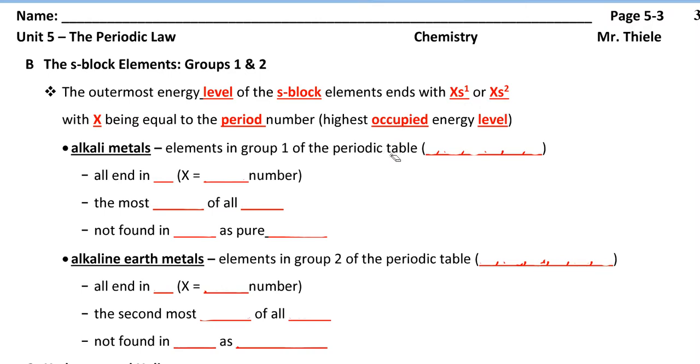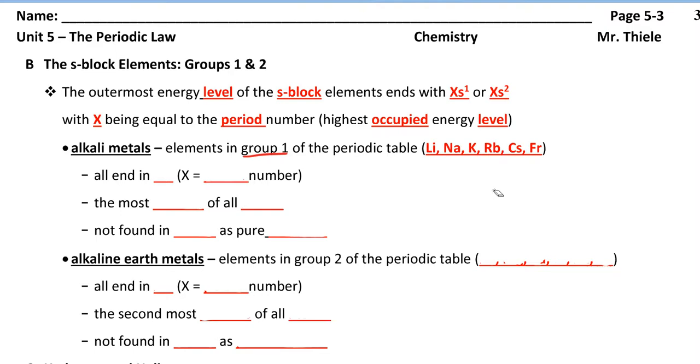Now there are 2 groups in the S block, group 1 and group 2. Group 1, we have already learned this before, but we're going to review vocab here, and this is part of the vocab for this unit. We have the alkali metals. The alkali metals are elements in group 1 of the periodic table, the first column, and they include lithium, sodium, potassium, rubidium, cesium, and francium. Those are the alkali metals.